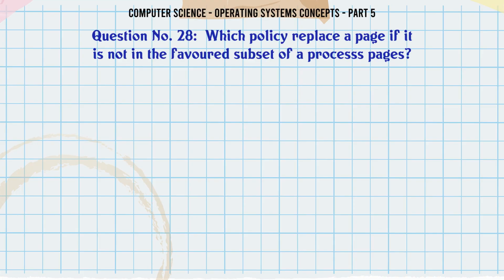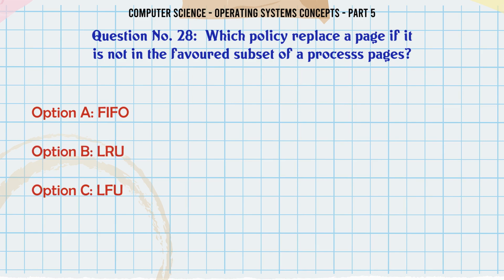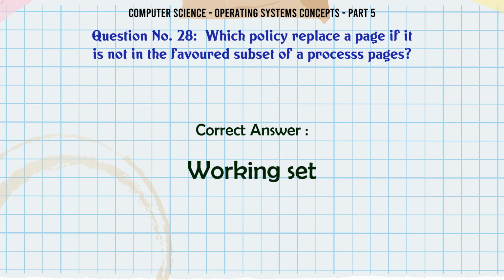Which policy replaces a page if it is not in the favored subset of a process's pages? A. FIFO. B. LRU. C. LFU. D. Working set. The correct answer is working set.